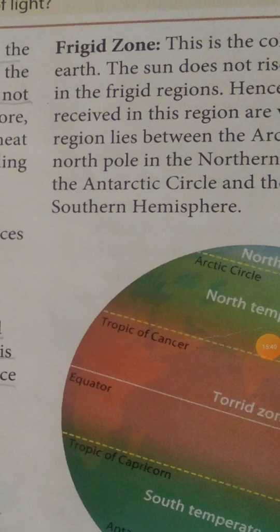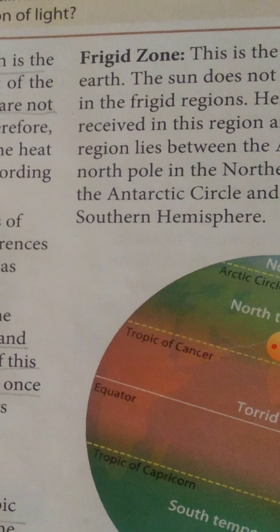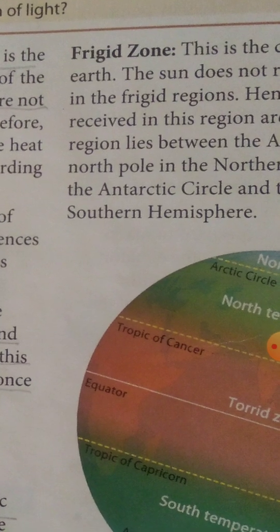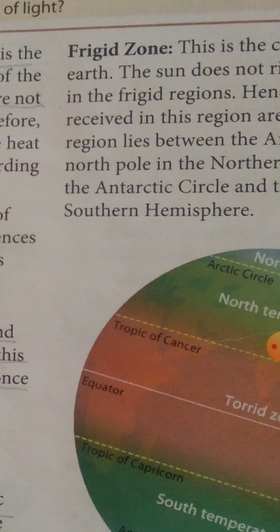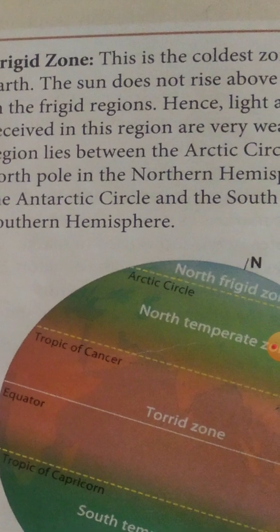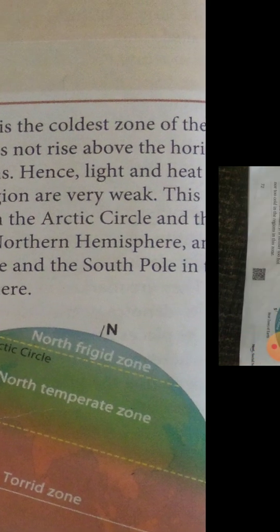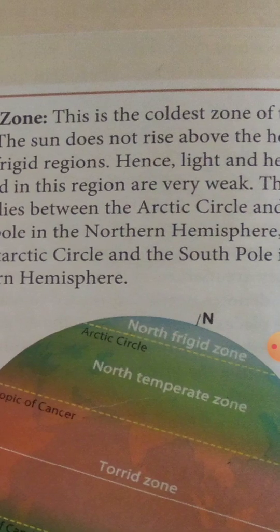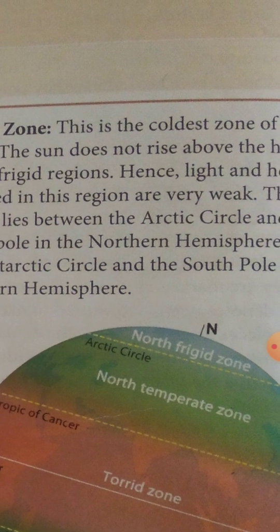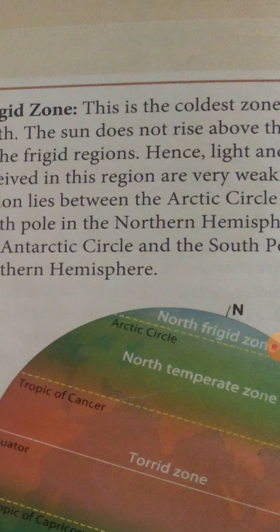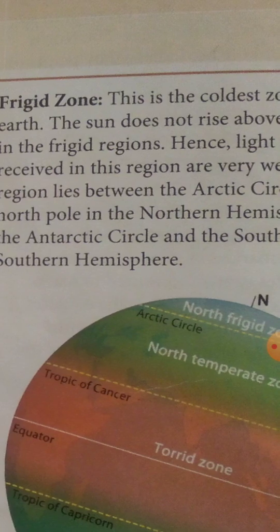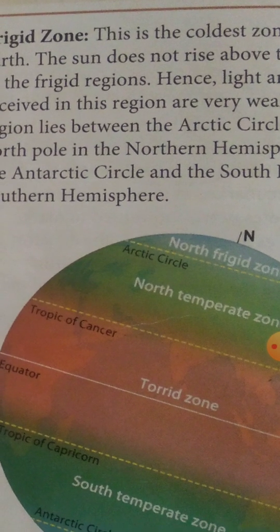Next we are going to study the frigid zone. Frigid. Okay. This is the coldest zone of the Earth. The Sun does not rise above the horizon in the frigid region. Hence, light and heat received in this region are very weak. This region lies between the Arctic Circle and the North Pole in the Northern Hemisphere, and the Antarctic Circle and the South Pole in the Southern Hemisphere.